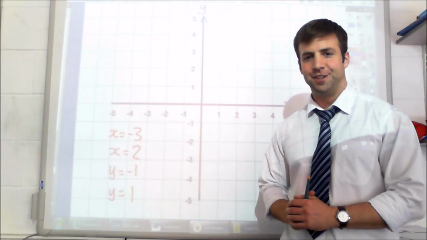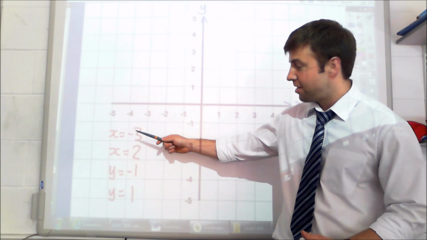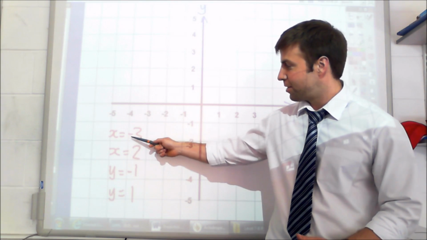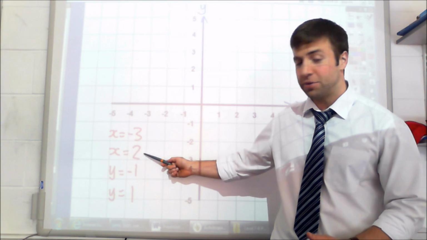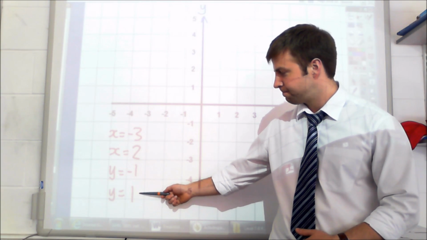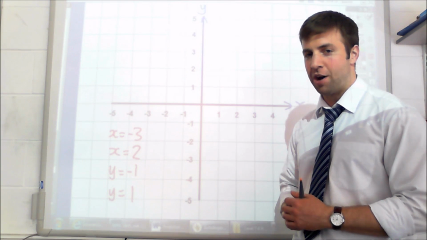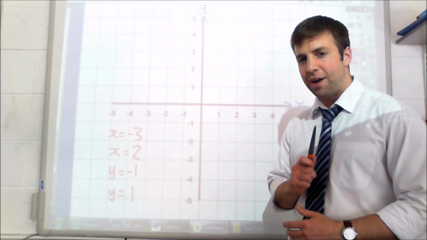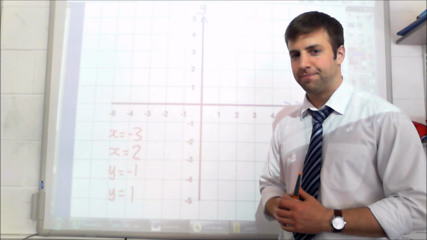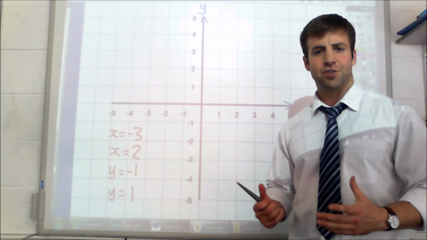Let's take a look at a challenge. We're going to work out the area enclosed by the following graphs: x equals -3, x equals 2, y equals -1 and y equals 1. Our first step is going to be to plot those graphs. Take a moment now to think about what that's going to look like. So let's get these graphs plotted.